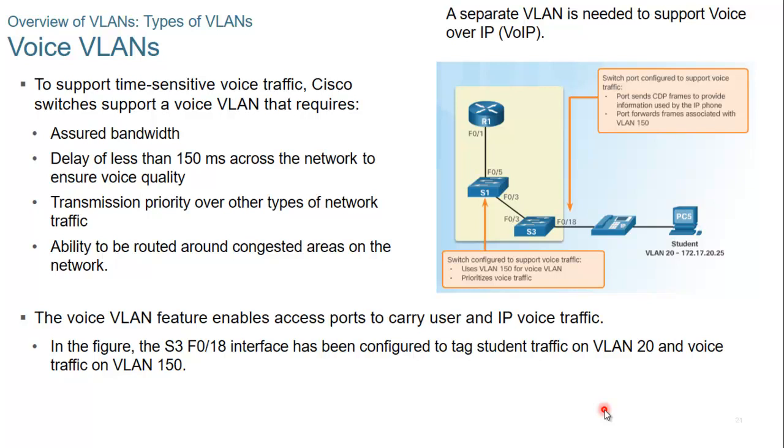The voice VLAN features enable access ports to carry user and IP voice traffic. In this figure, you will see that switch S3 port F0/18 has been configured to take student traffic on VLAN 20 and voice traffic on VLAN 150. So this one particular port is configured for two different VLANs. One is the student VLAN, which is VLAN 20. This is data VLAN. And we have the VLAN 150 for the voice traffic.